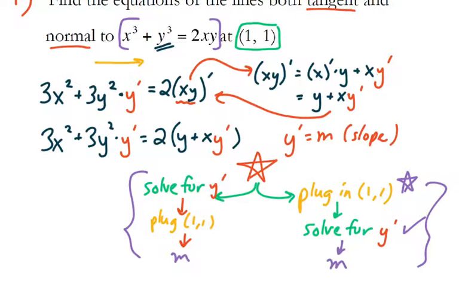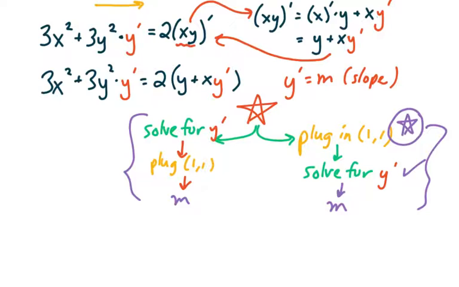I am actually going to do the right-hand side. I'm going to plug in right now, and then I'll solve for y prime. But if you want to do it the left side way, that's fine too. Just see if we match up and get the same slope value. All right, so I'm going to plug in 1, 1 for all of these x's and y's. I'm going to leave the y primes alone because that's what we don't know. All right, 1, 1. So we get 3 times the x value is 1. The y value is 1.